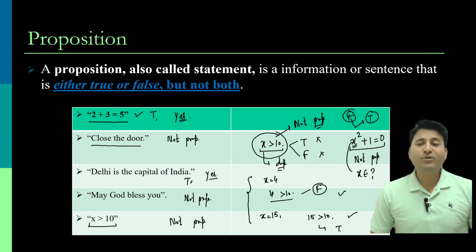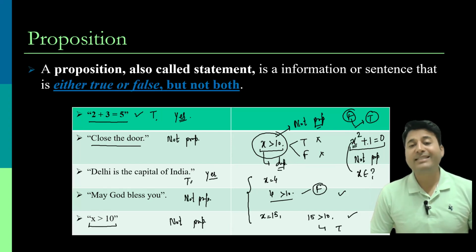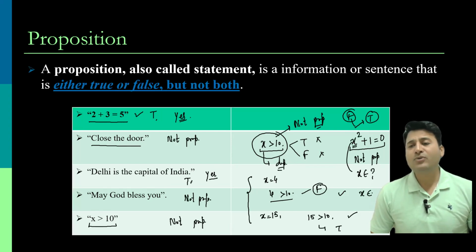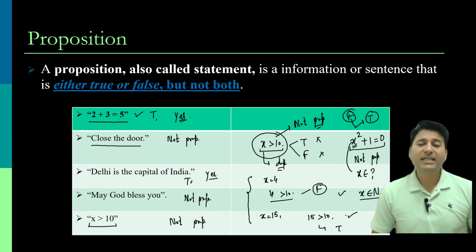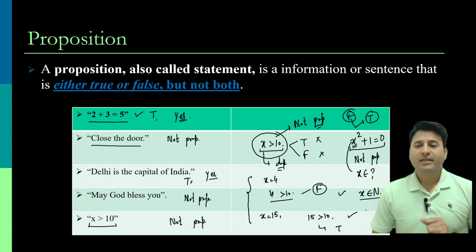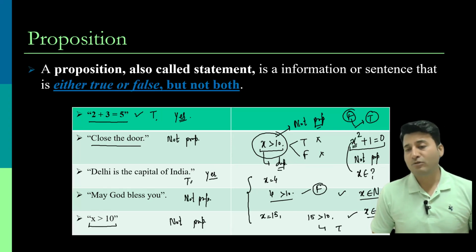Once it is given that the value of x is this much, then we may be able to decide it is a proposition. Suppose I am taking x belongs to the natural numbers. So now can I say it is a proposition? Now you can put any natural number in this equation and it will always come out as false. So in that case, this information comes out as a proposition, yes, with the truth value as false. In place of natural numbers, if I make it integers, in that case we can also classify.